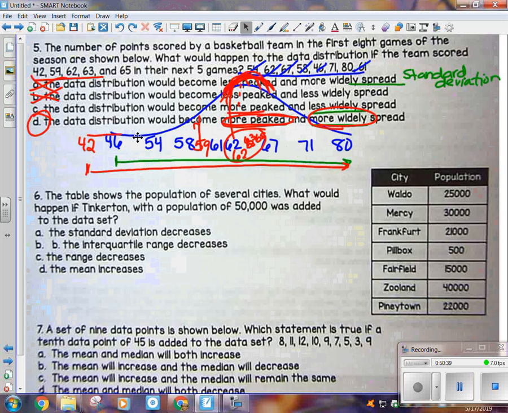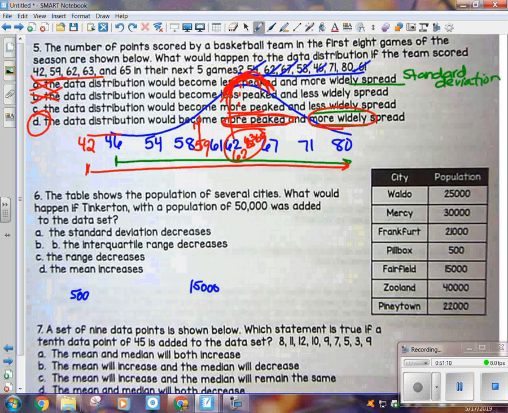Number 6, a table shows the population of several cities. What would happen if Tinkerton, with a population of 50,000, was added to the data set? So I'm going to put these all into pillboxes. That's a really, really small town. So 500 people is way over here, all off by himself. The next biggest town, G, has 15,000 people. That's almost an outlier in this data. Actually, it is an outlier.